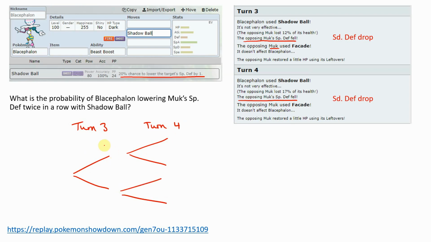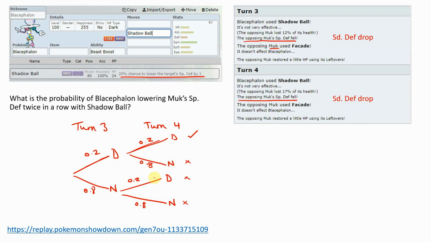And this is going to be drop or not drop, drop and not drop, drop and not drop. And it's going to be a 0.2 for dropping because it's 20%. So that makes it 0.8 elsewhere. We want it to drop in successive turns, so we're concerned about this path here up to here. This one would only be 1.